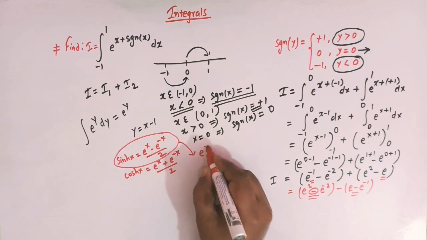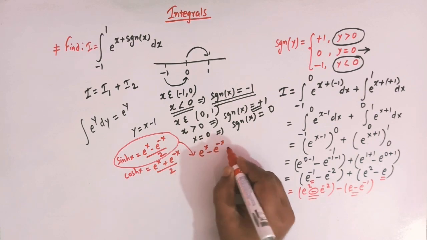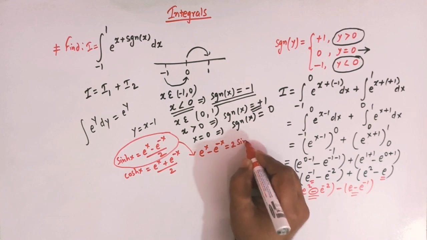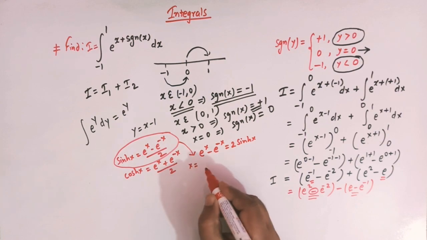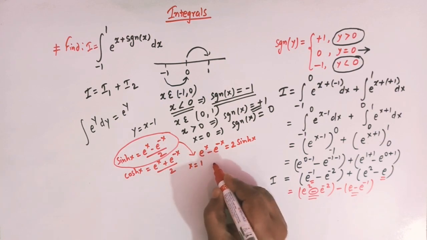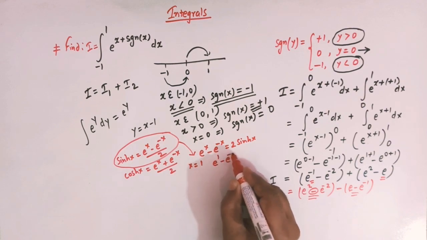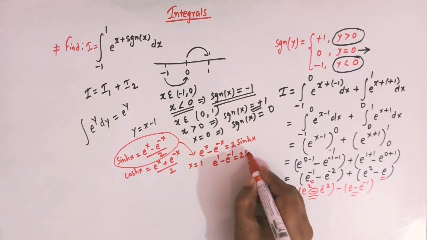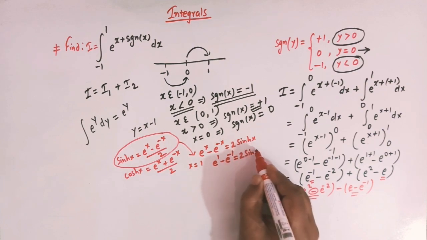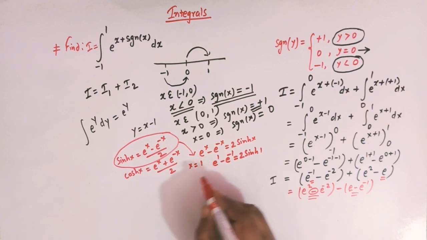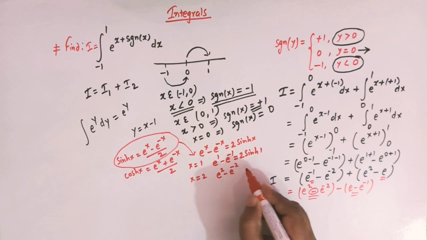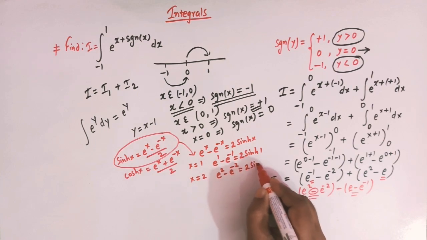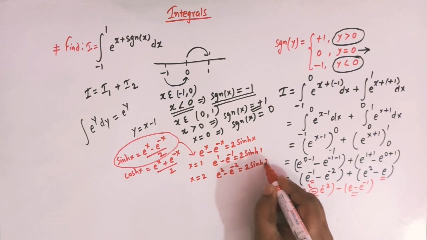So we can now write e raised to x minus e raised to -x is equal to 2 times the hyperbolic sine function, right? So now if we take here x is equal to 1, then we'll get the expression e raised to 1 minus e raised to -1 is equal to 2 times the hyperbolic sine of 1, right? And if we take x is equal to 2, then we can write e raised to 2 minus e raised to -2 is equal to 2 times the hyperbolic sine of 2, right?